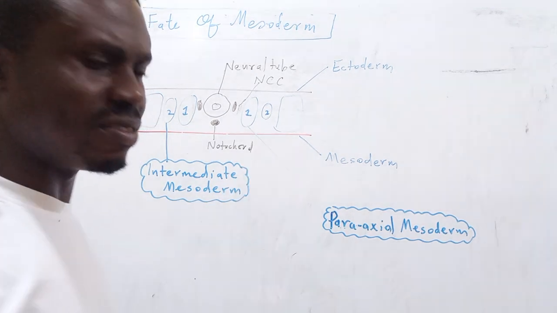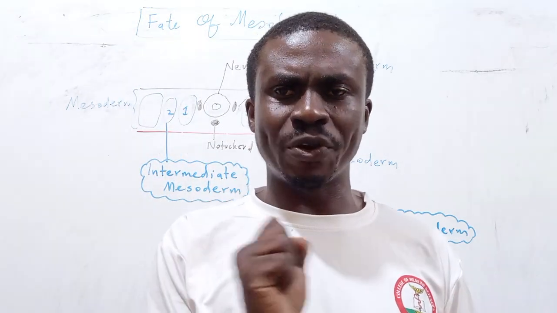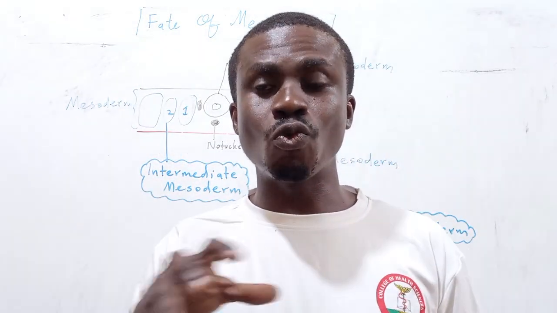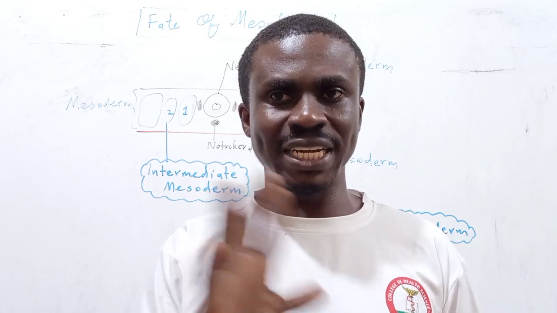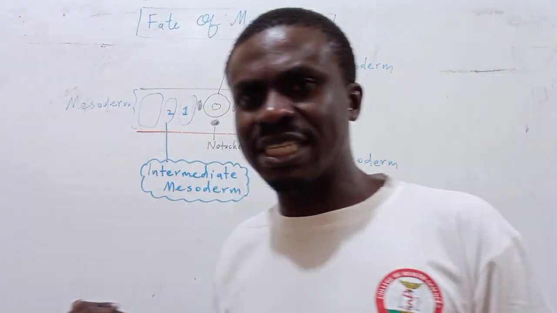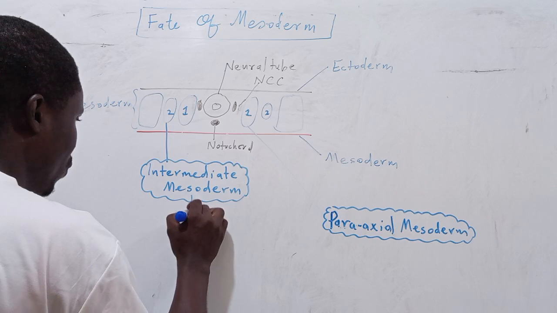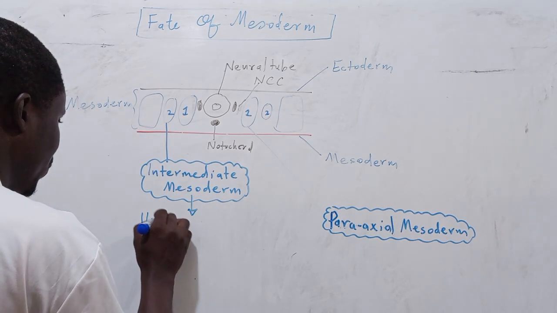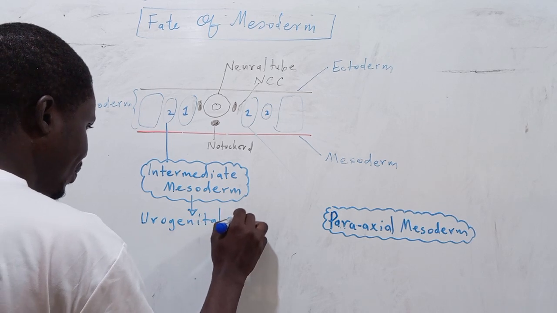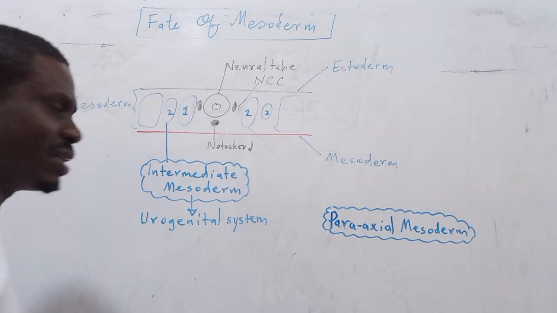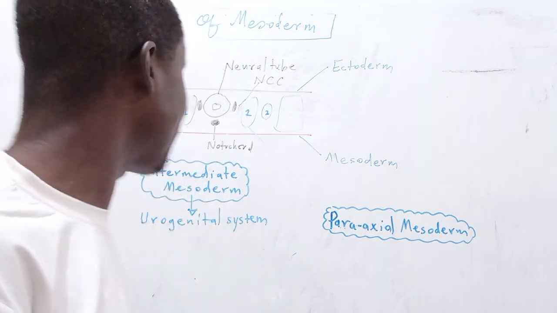And my friends, this intermediate mesoderm, one thing I want to tell you is that I've done some videos on it already, it will be the one which will contribute to the formation of what we call the urogenital system. So for now, you can put it down over here that it will be very important in forming some of the components of the urogenital system. Yes, that's by way of the intermediate mesoderm. We will come to appreciate all these things.